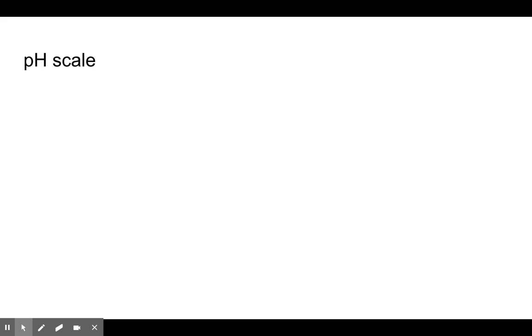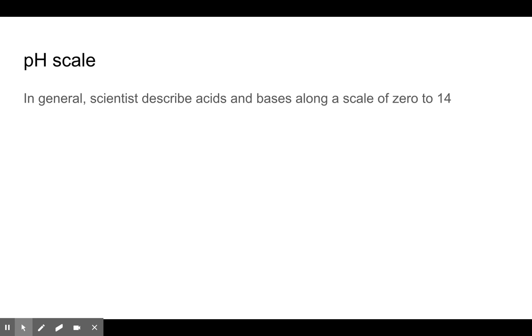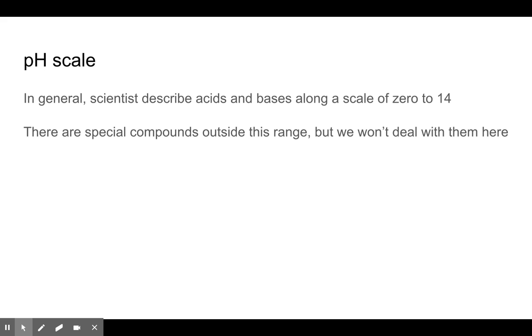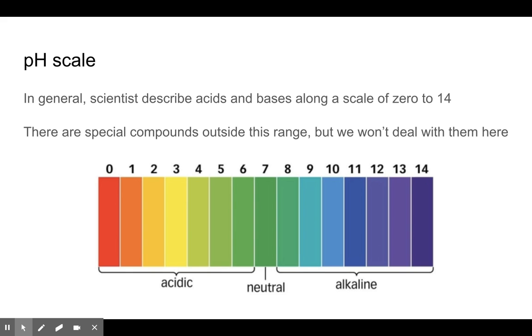Now, pH is often referred to as a scale. And in general, scientists describe acids and bases along a scale of 0 to 14. So we might say something has a pH of 4 or a pH of 10.1. Now, there are special compounds such as trifluoroacetic acid that are outside this range, but in a first year chemistry course, you are not going to deal with those because those are incredibly strong acids or bases and very, very reactive. Right now, we're just trying to learn about acids and bases and the stuff that happens in everyday life.